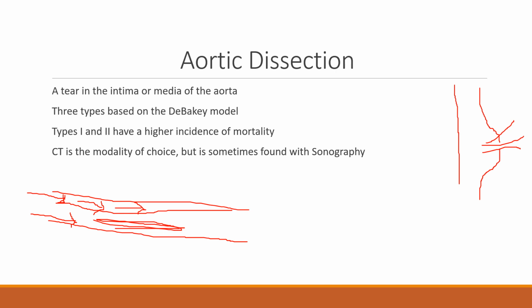So the reason there's more mortality with those ones involving the ascending and the arch is because they can block off blood flow to the heart itself. So the heart becomes ischemic much faster.